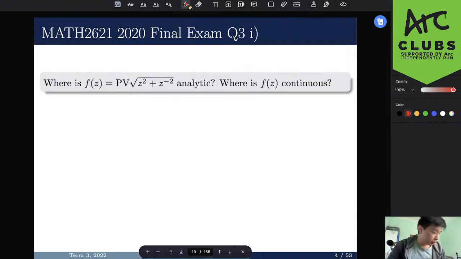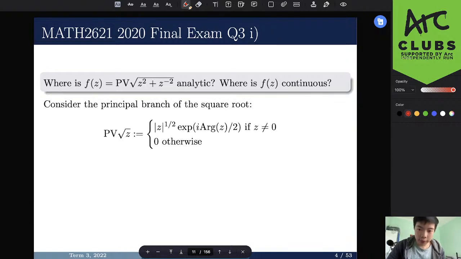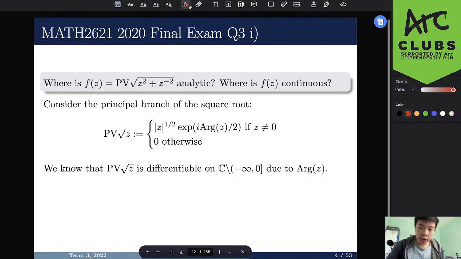Okay, so we have this question right here. We want to find where this function f is analytic and where it's continuous. So f is defined to be the principal value of the root of z squared plus z to the minus 2. Now, what we can do is first just look at the normal square root. So our normal square root is given by this function that we've defined previously, except instead, of course, we have a 2 in here instead of an n. And of course, we can just look at its properties.